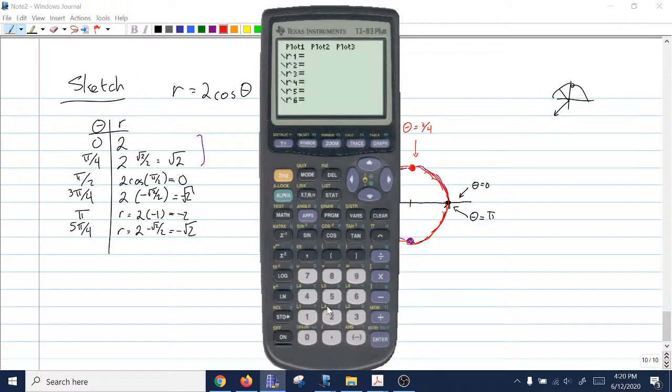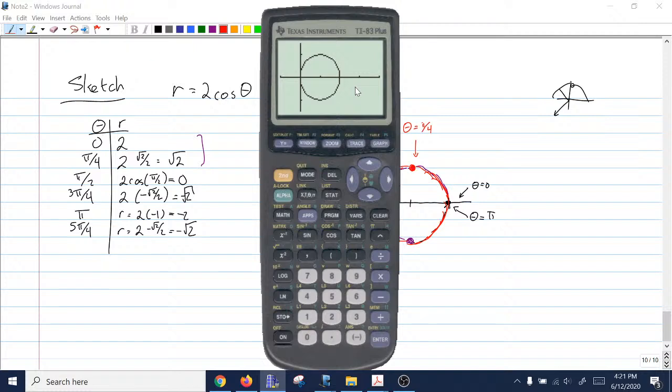And the function I want you to graph is 2 cosine theta. This button, X,T,theta,n, will do different things depending on what you've got. If I set my window to include x values from, I guess I want some negative y values. Let's go down as low as negative 1.5, up as high as positive 1.5. Can I see everything now? The aspect ratio is not perfect, but yeah, this thing comes out to be a circle.